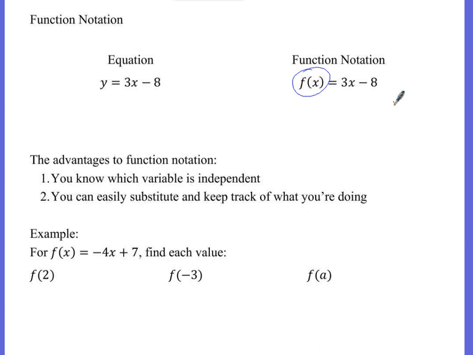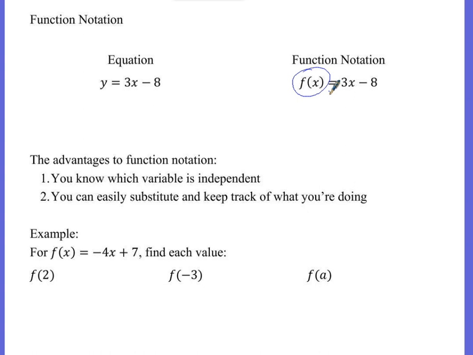That's all it is. This is not f times x. We're not going to distribute the f in. This isn't like something we can get rid of. We're not going to divide the entire equation by f. This just stays what it is, okay? It's just another way of writing down a function.